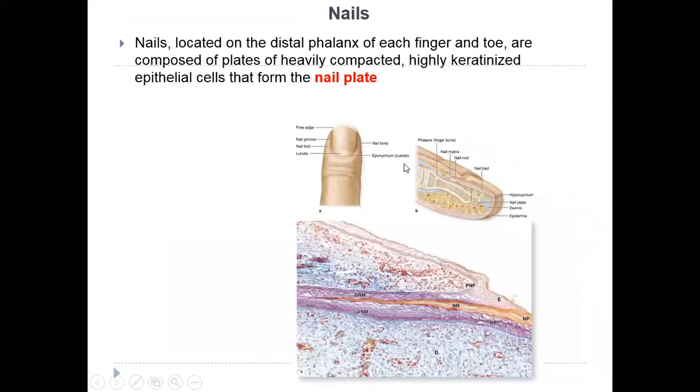Nails are located on the distal phalanx of the fingers and the toes, and they are formed of keratinized epithelial cells. So basically, they arise from a structure called nail plate. So this is a structure of nail. This is a nail, and this area is a nail plate. This area is where the nails are derived from.